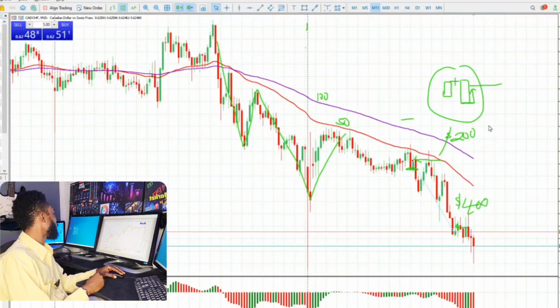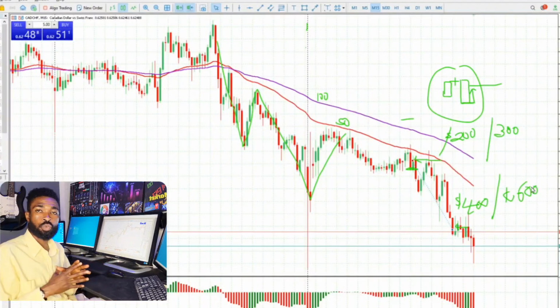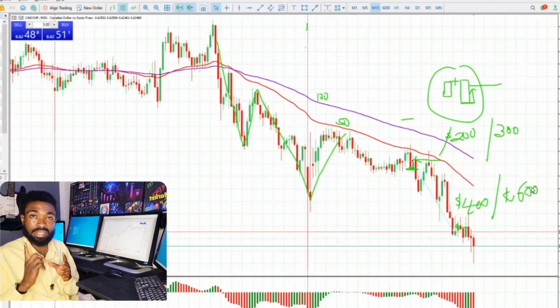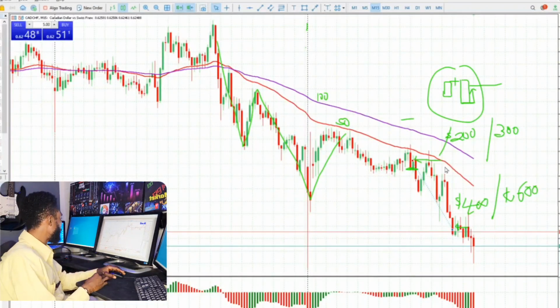If your stop loss is, let's say, $300, your take profit should be what? Should be a simple $600. On this channel, we just take a risk reward of 1 is to 2 and don't take anything less, guys. So that's it. That's why I took this trade.